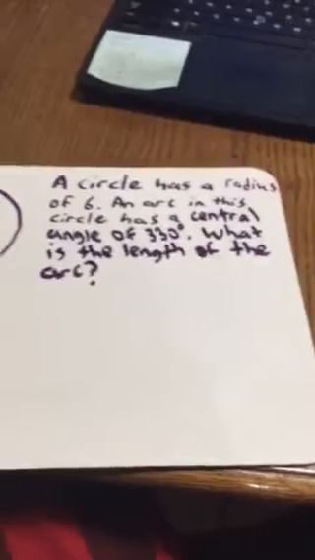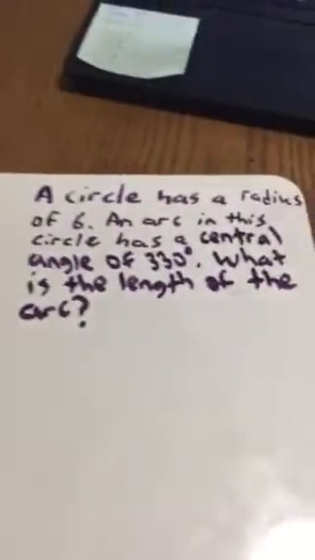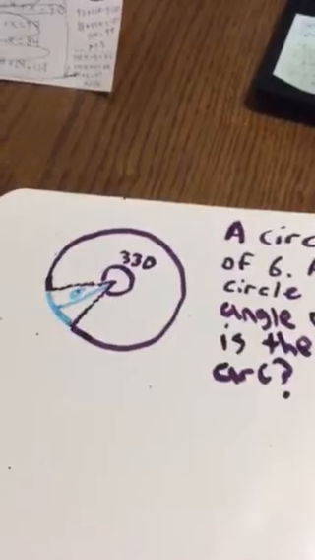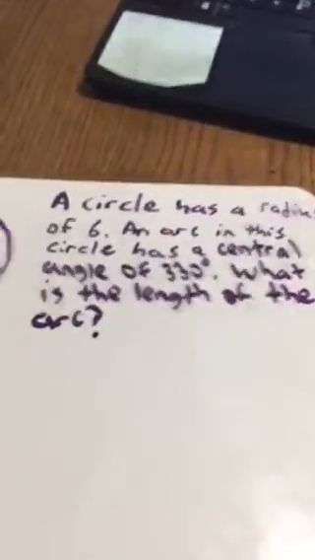So this says, a circle has a radius of 6. So I drew that in blue there. There's the radius of 6. An arc in this circle has a central angle of 330. There's your 330. They gave that to you. This is all given. What is the length of the arc?